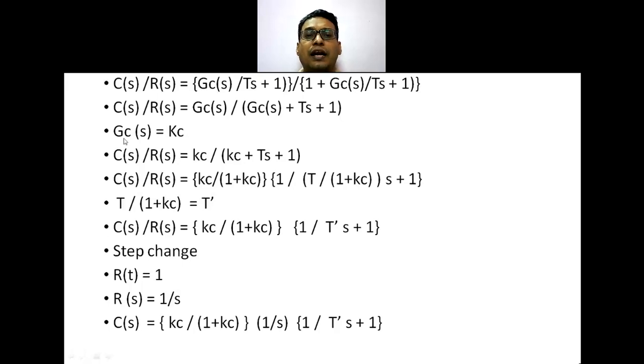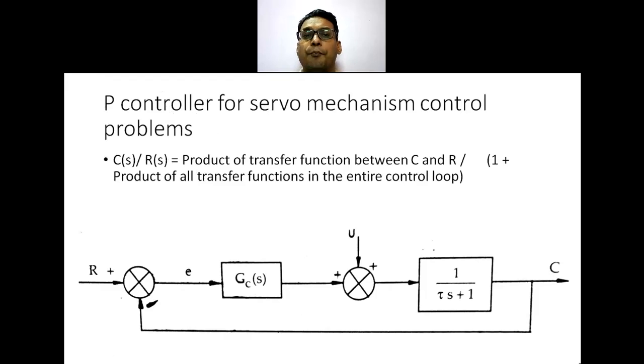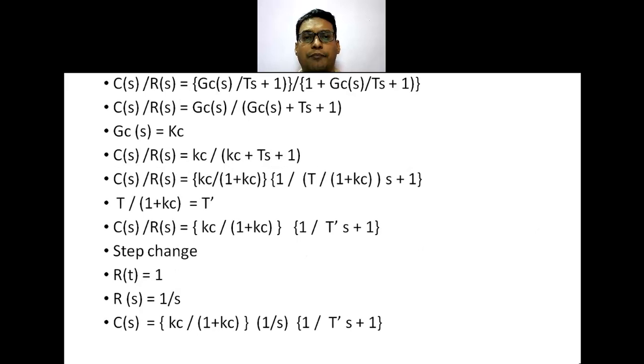Then we are considering this for the proportional controller problem. We are considering this derivation for the proportional controller problem. So GC of s is equal to Kc.